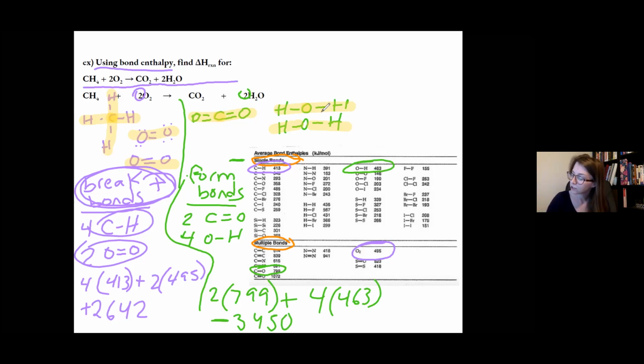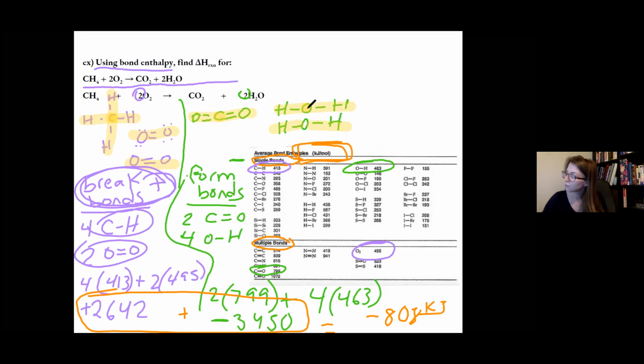And my final answer is just these two added together. So it's not products minus reactants. It's figure out your bonds breaking, figure out your bonds forming, add them together. And that gets us a heat of reaction of negative 808. If you forget the units, they're right here in the chart for you, kJ per mole.